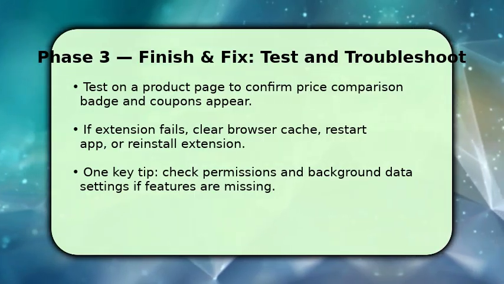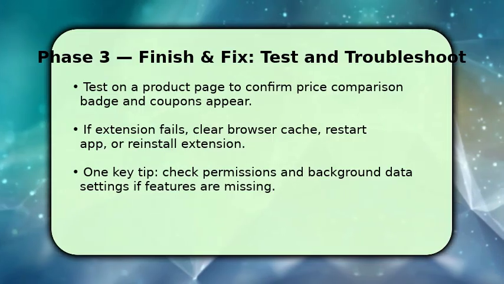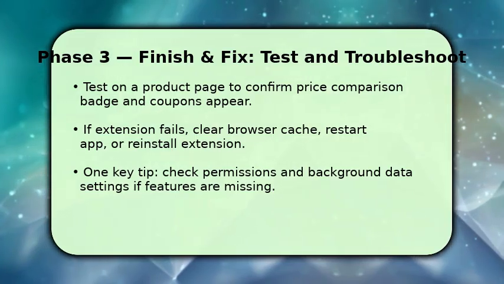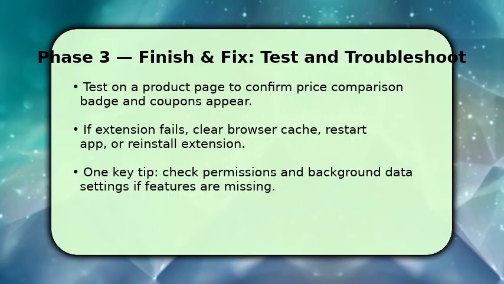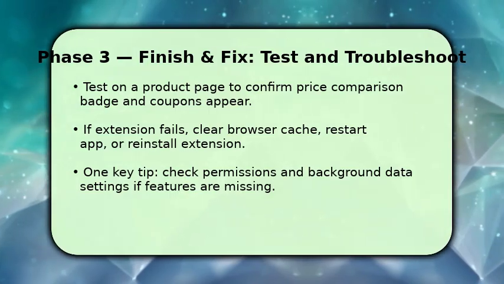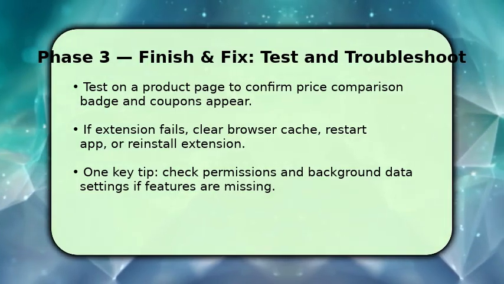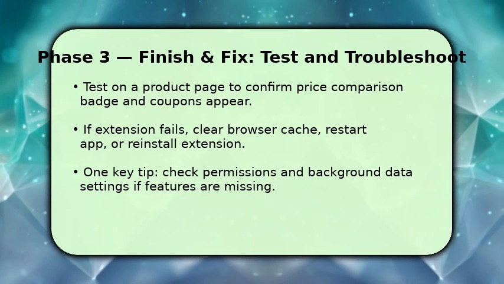If problems persist, make sure background data and extension permissions are enabled because blocked access often hides features. Finally, keep the extension updated and adjust notification settings so you receive relevant deals without clutter.